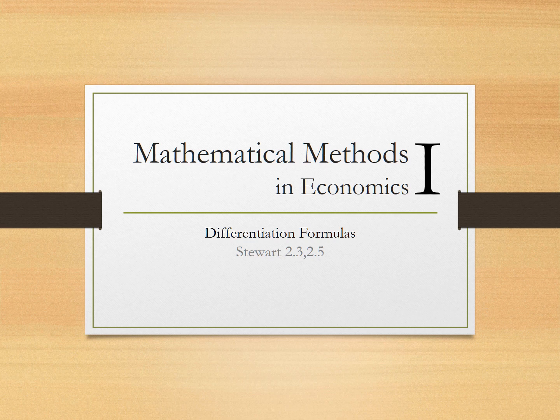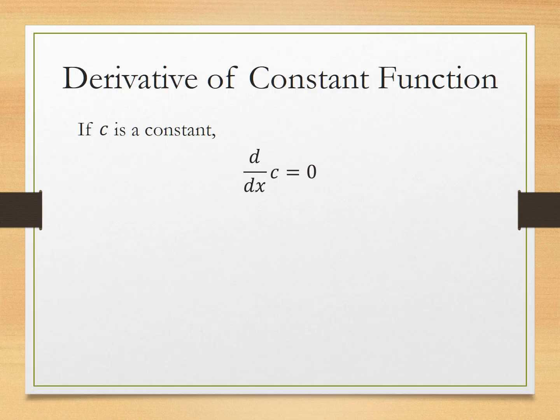So this is in chapter 2.3 and 2.5 in our textbooks. We actually won't be covering all the formulas today. We are covering the formulas in these 2 chapters. There are a few more that we're going to cover next week. So start with the simplest one. If you have a number, and you're trying to find the slope of that number, what would the slope be?